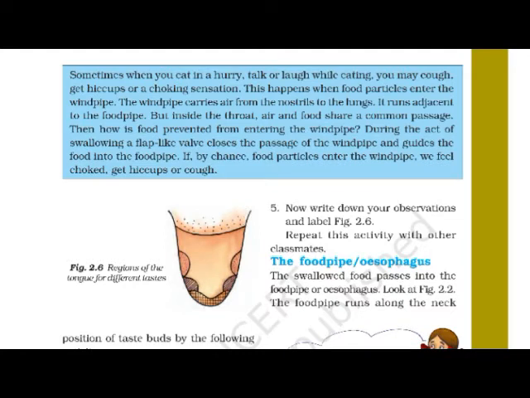If by chance a food particle enters the windpipe, we feel choked and get hiccups or cough. Suppose the food enters into the windpipe even after this security, then we feel a choking sensation, hiccups, or cough.